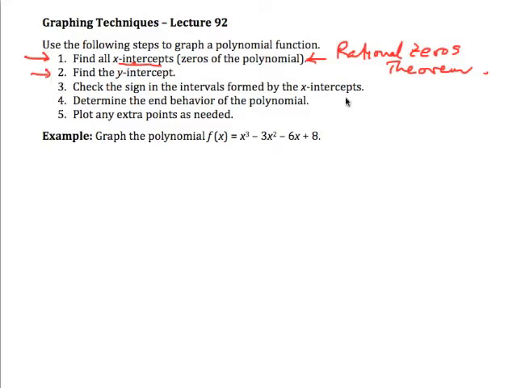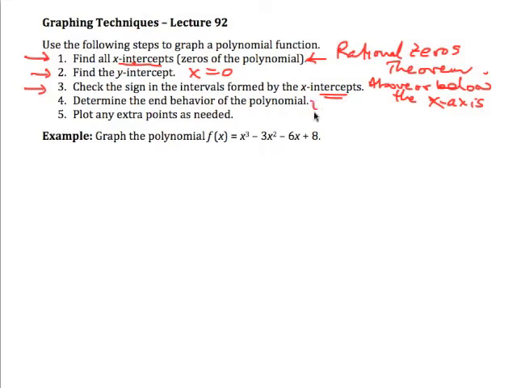Next, the y-intercept, of course. This occurs when x equals 0, so that shouldn't be too hard. Next, we're going to check the sign. That means whether it's positive or negative in the intervals formed by the x-intercepts. That gives us an idea whether it's above or below the x-axis in those intervals.